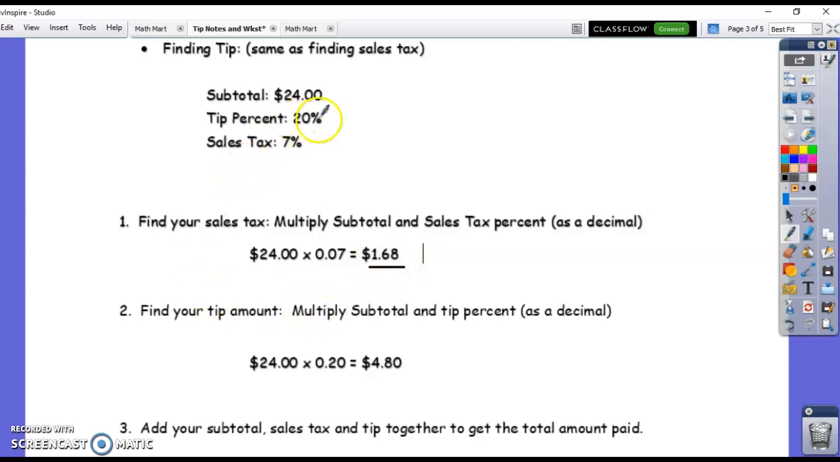To find your tip, you want to tip 20%. So you're going to take $24 times 0.2. Remember, again, your decimal point's at the end of your number. So move it over 2 spots. So it's at 0.2. And you get $4.80.